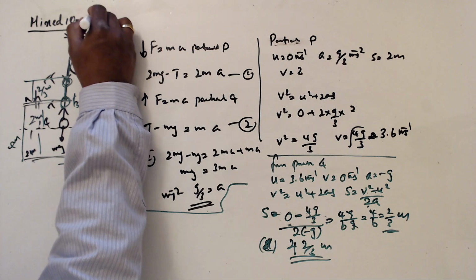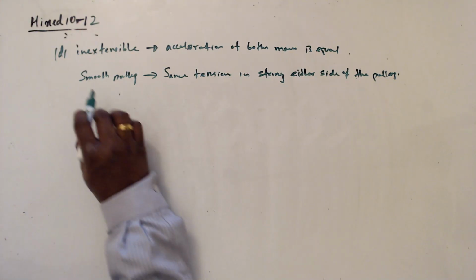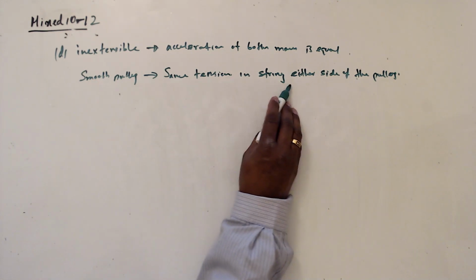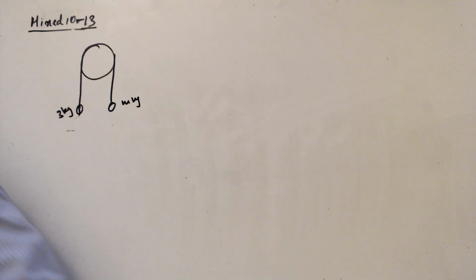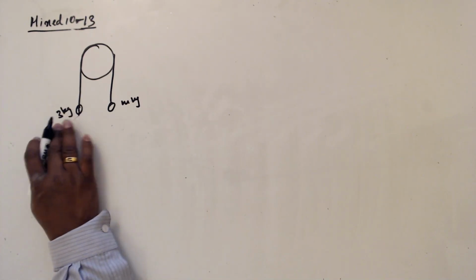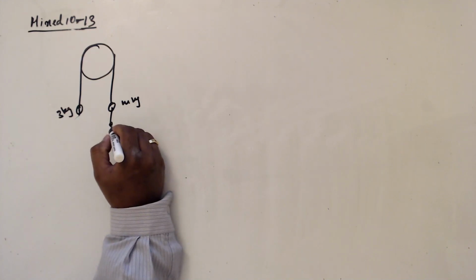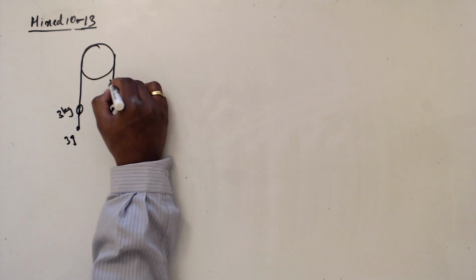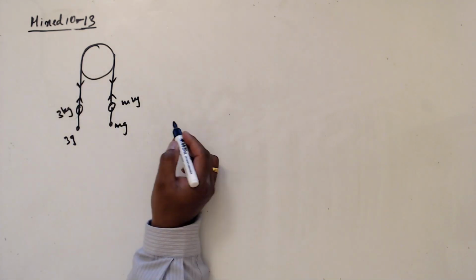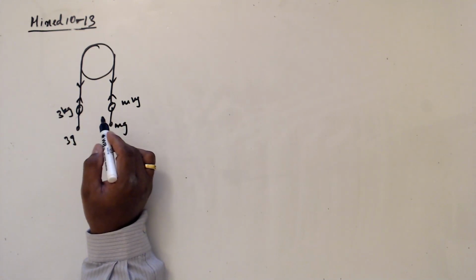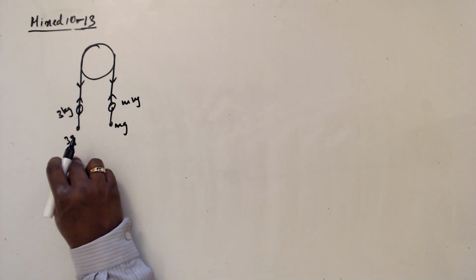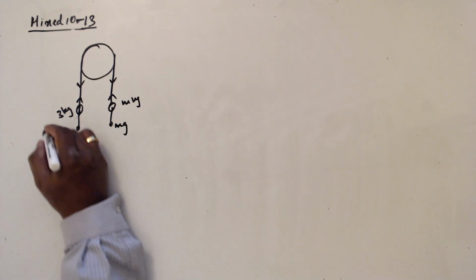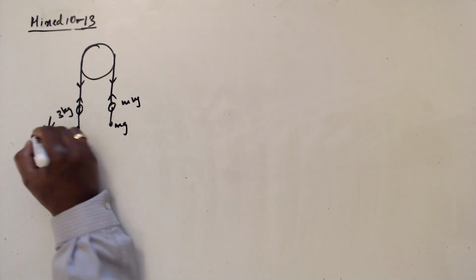We discussed number 12 actually. So the acceleration is the same, both masses are equal, smooth pulley, same tension in the string on either side of the pulley. Question number 13. So this is the setup. It has mg downward, this is 3g downward, and they share a tension. And this is more heavy. m is less than 3, so this is heavy, so it should travel down.